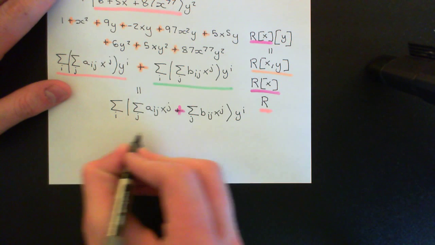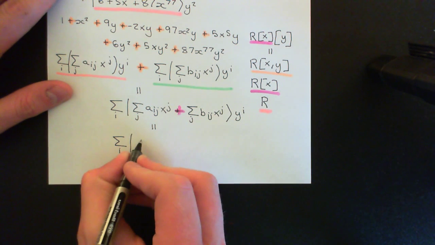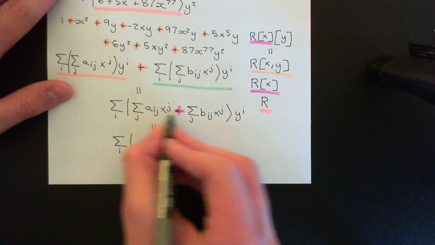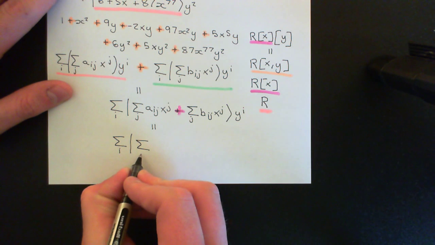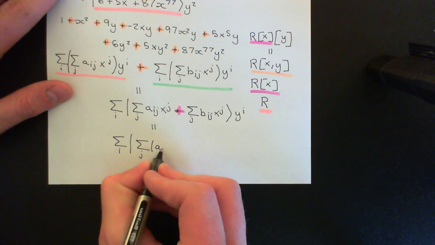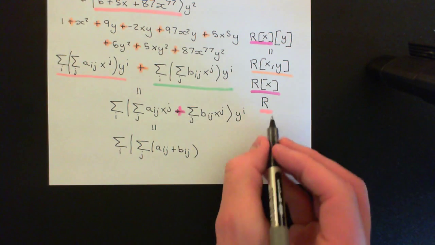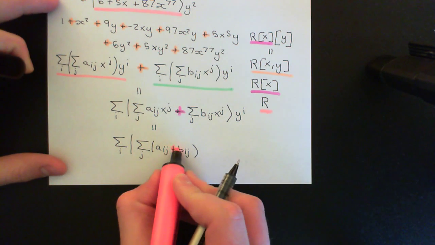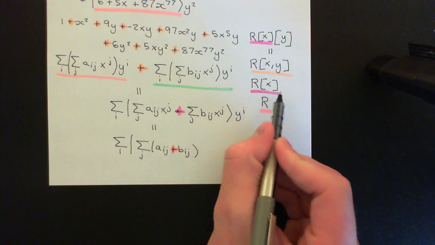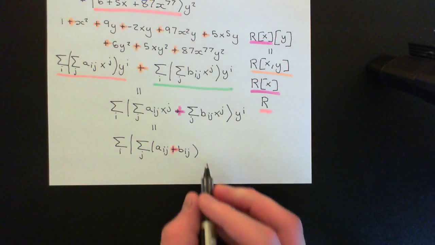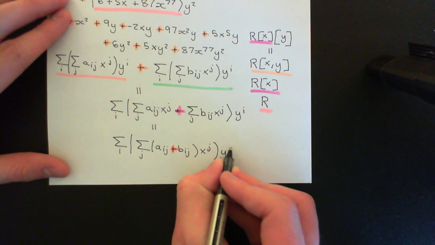Okay, so let's develop this even further. So this is going to be equal to the sum over i. Okay, that bit doesn't change. And now how do we add these? Well, we just add these coefficients component-wise in the ring capital R. So this becomes the sum over j, and then we'll have a_ij plus b_ij. Okay, and that addition is now in the ring capital R, the coefficient ring for the ring of polynomials in the indeterminate x. Okay, and then we'll have that in front of x to the j here, and all of that will still be in front of y to the i.